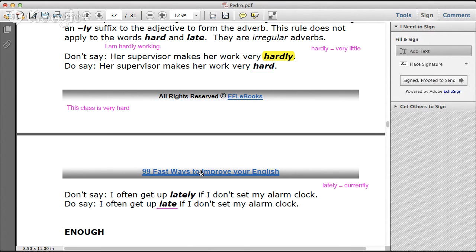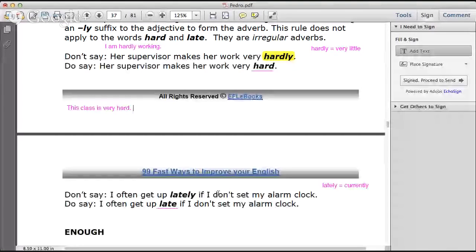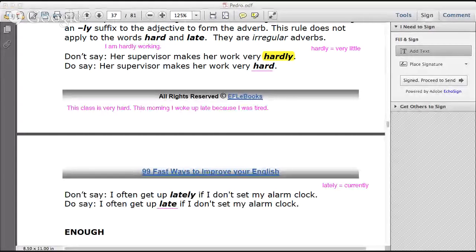Okay, let's go to Heidi. For you, I want you to create a sentence with the word late, please. This morning I woke up late because I was tired. Okay, this morning I woke up late because I was tired. Leading on from your last sentence that you are very tired. Okay, very good, Heidi.